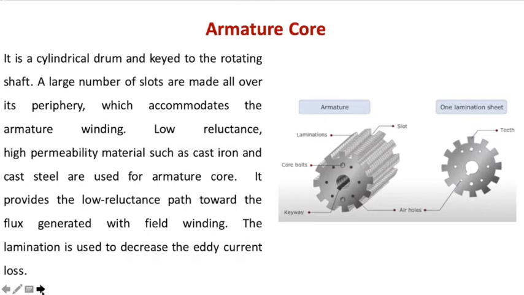And we can see a thin lamination in the figure, which shows the teeth, the holes, and you can see the key arrangement in the center, which will be used for mounting on the shaft. These air holes are meant for the circulation of air for the cooling of the armature.